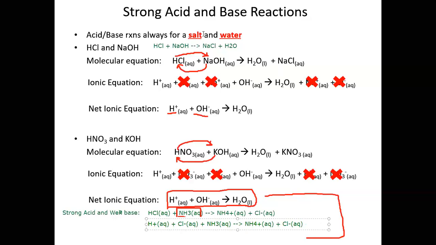And notice here that the spectator ions are just the chloride ions. And so what we have left is the net ionic equation of a strong acid and a weak base. So anytime you have a weak acid or a weak base, when you're writing the ionic equation and net ionic equation, you don't break those apart. So I just wanted to show you the difference between the different combinations of acids and bases.